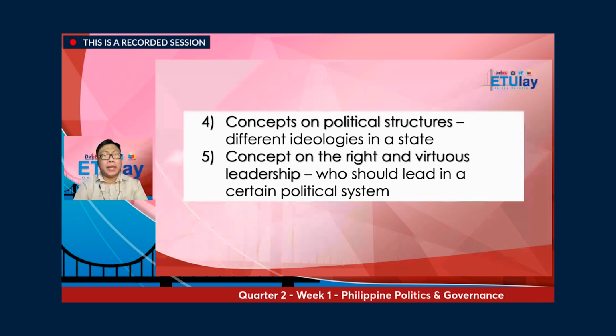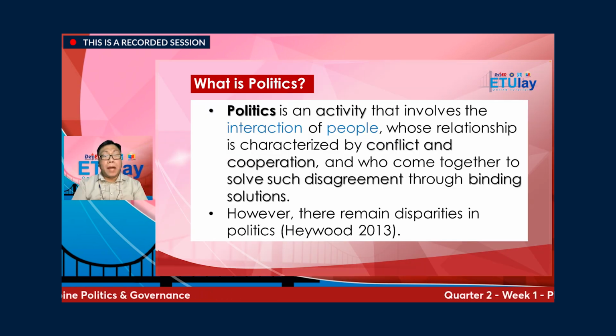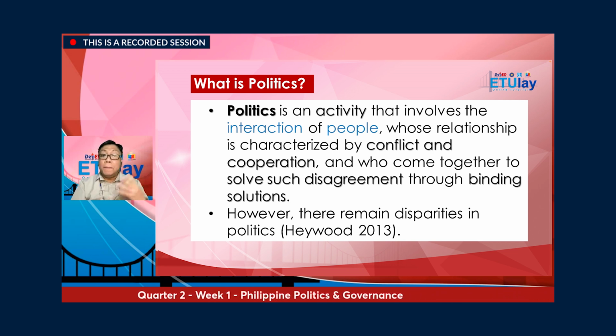Okay? So what therefore is politics? Politics is an activity that involves the interaction of people whose relationship is characterized by conflict and cooperation, and who come together to solve such disagreement through binding solutions. So it means to say, it's normal in politics to have conflict and at the same time we cooperate.